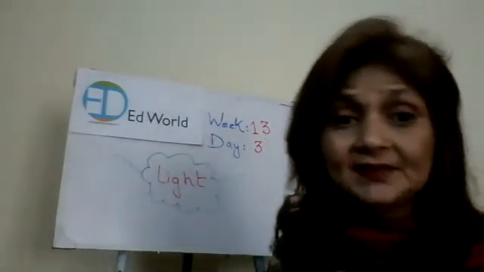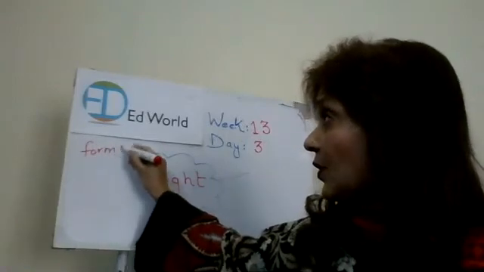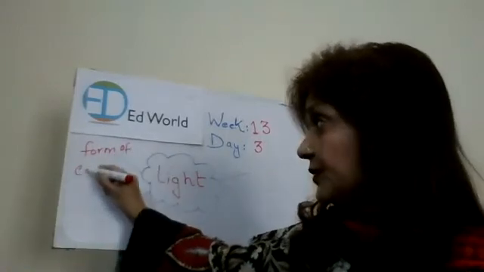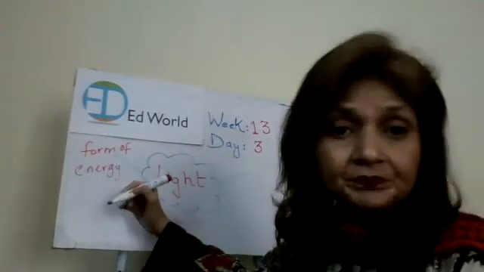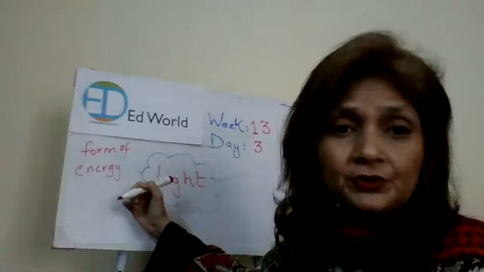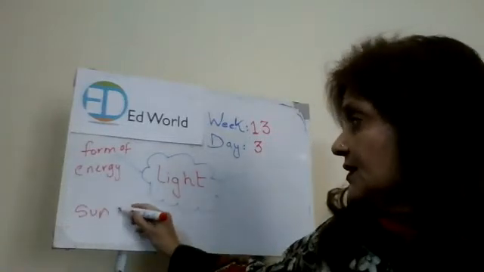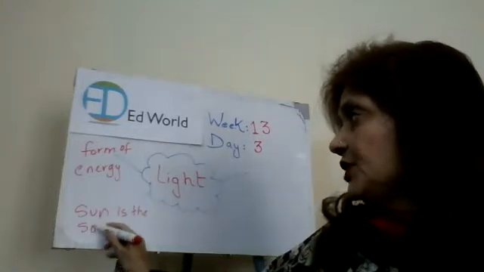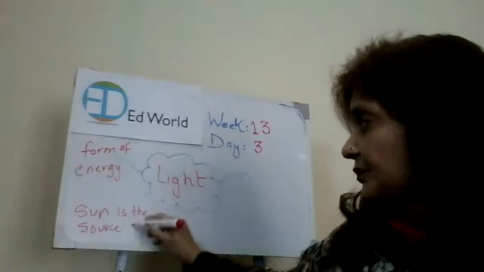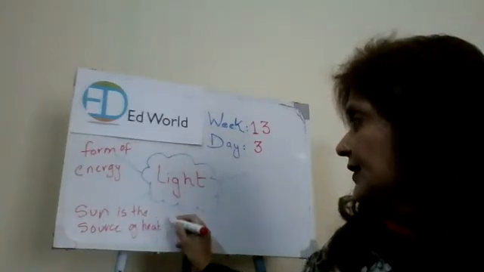Now, coming back to our topic, tell me, children, what do you know about light? What is light? It's a form of energy. Very good. Light is a form of energy. And what else do you know? Sun is the source of energy, of heat and light.